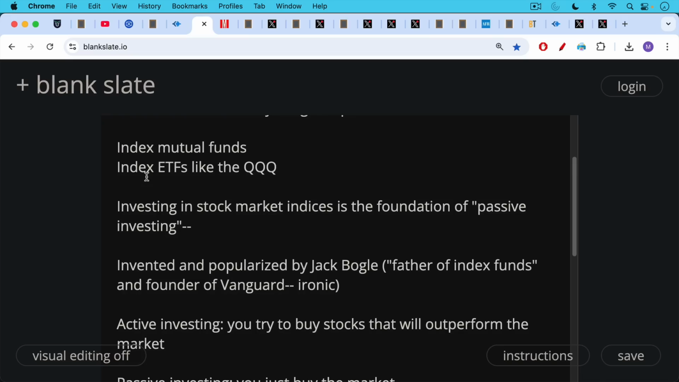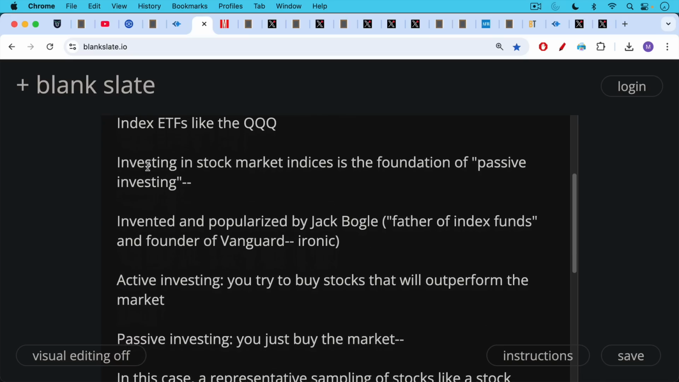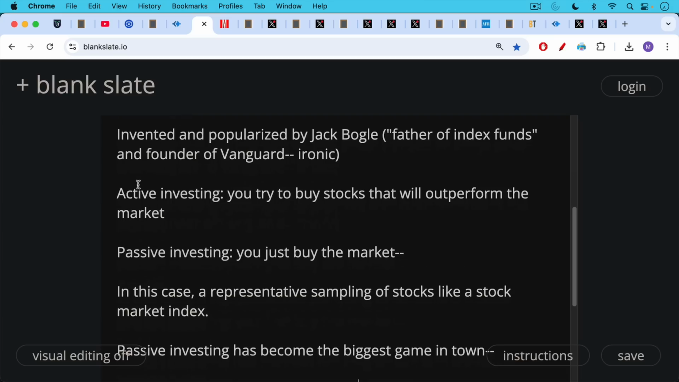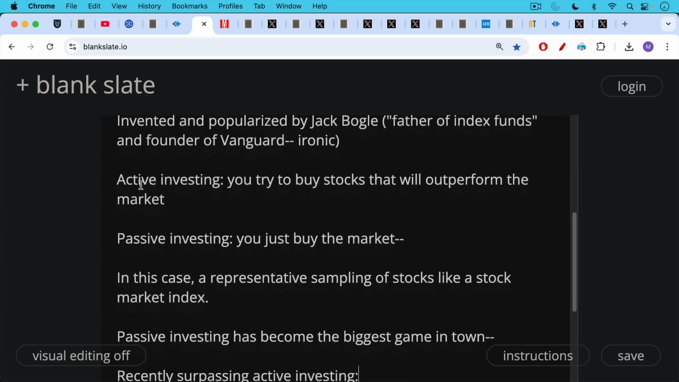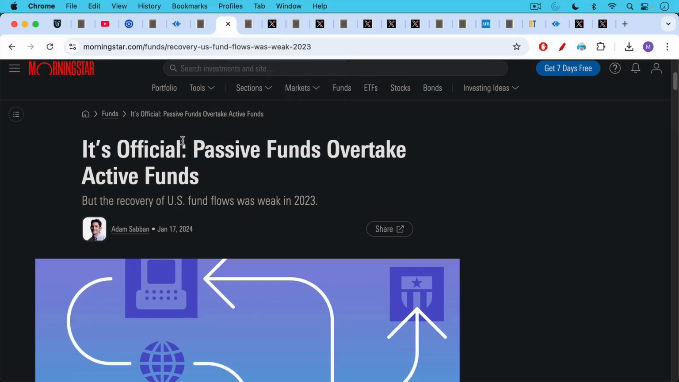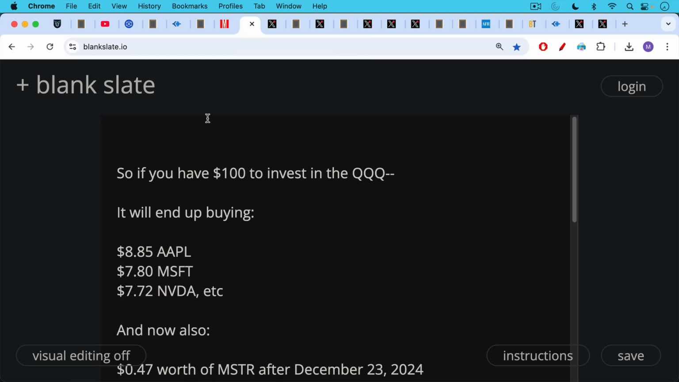So passive investing is the opposite of active investing. Active investing, you try to pick stocks, you try to buy stocks that will outperform the market. Passive investing, you just buy the market itself. In this case, a representative sampling of stocks like a stock market index like the Nasdaq 100 in the form of the QQQs or mutual fund. Passive investing has become the biggest game in town recently, surpassing active investing in January of this year of 2024 when passive funds finally overtook active funds in the US.